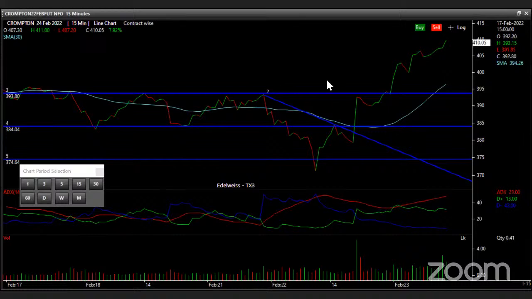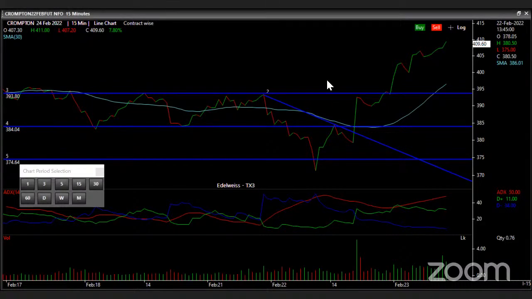So here, 393 was my previous top, correct? And 384 was the previous bottom. And the stock stayed for 5-7 days between 394 and 384, that is a 10 rupee gap. Once the stock price is able to break either side, then definitely a 10 rupee move can be seen on that side, as per the Darvas theory.